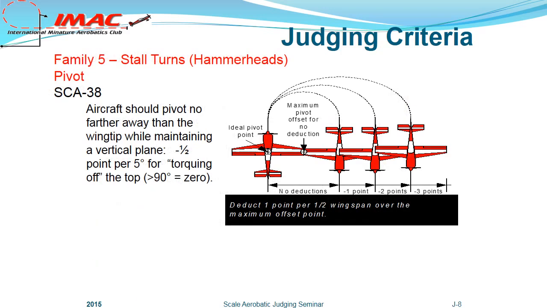The ideal pivot point is the aircraft CG as shown here. There is no deduction, however, if the aircraft pivots within 1/2 wingspan of ideal. For pivots larger than the maximum offset, there is a deduction of 1 point per 1/2 wingspan. During the pivot, the aircraft remains in the vertical plane. Any torquing is penalized at 1/2 point per 5 degrees.